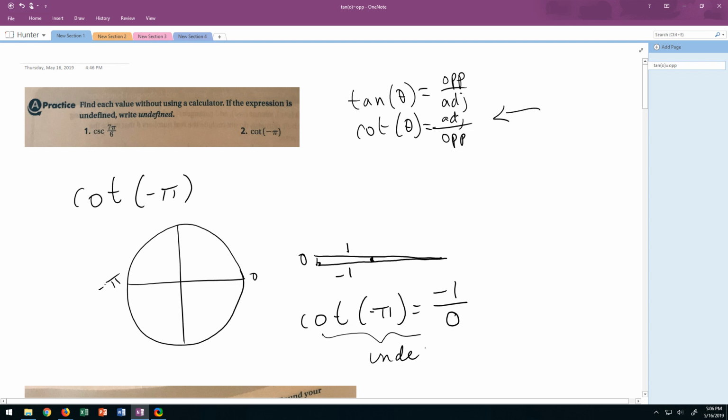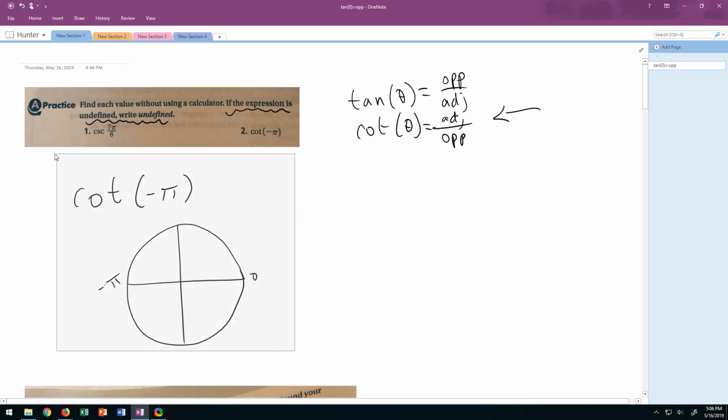Well, I'm good at spelling. Good thing I'm not your language arts tutor. Undefined. All right, that matches what they instructed us to do right here: if the expression is undefined, write undefined. All right, cool. Fantastic. Not too bad, huh? Let's go ahead and go on to the next problem.